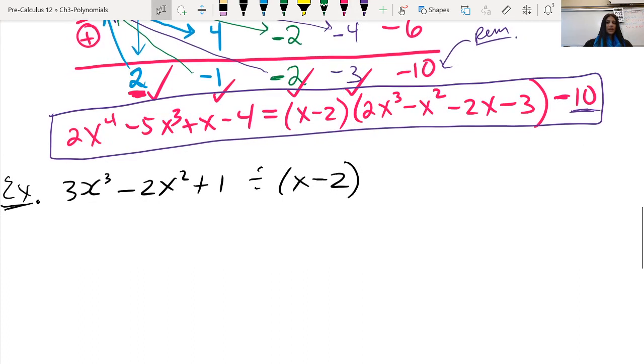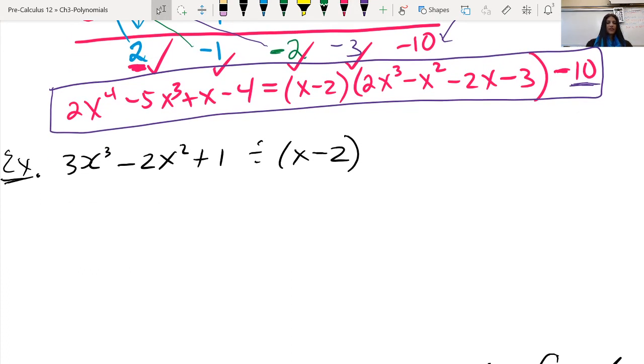Okay, again, good time to pause and try this next one on your own. And when you are finished, you can unpause it again or play the video to have a look at what the solution is going to be.